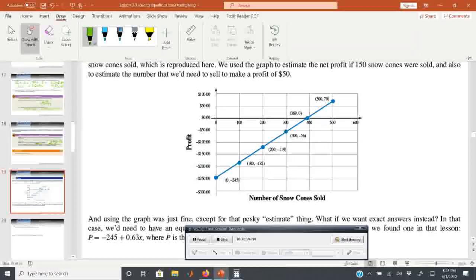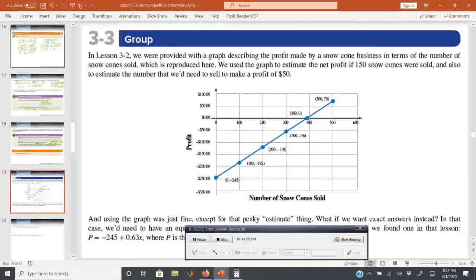Let's go on to the group work. We had this graph in the last equation, the snow cones.